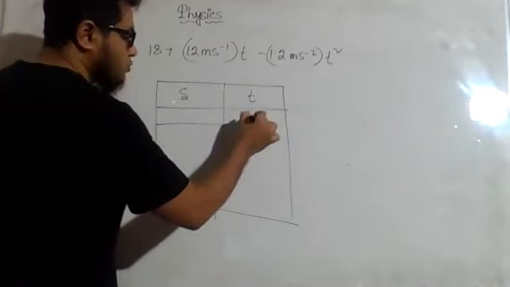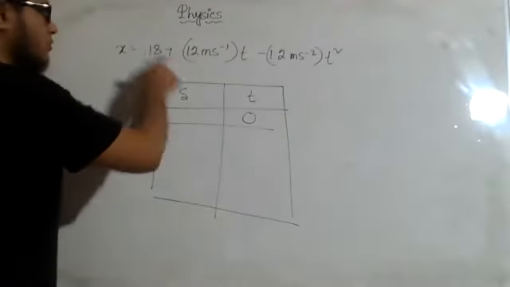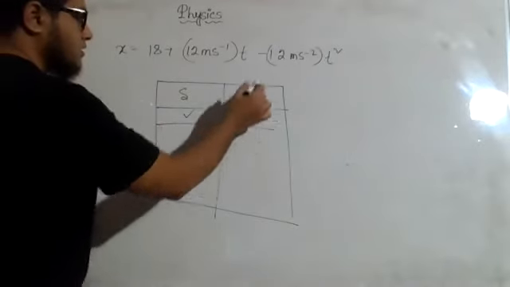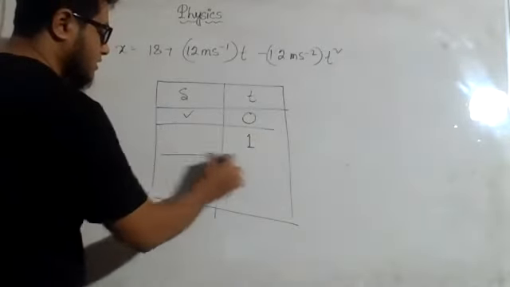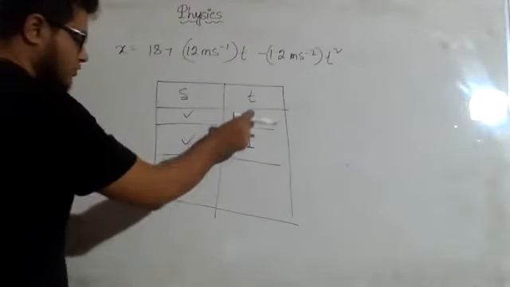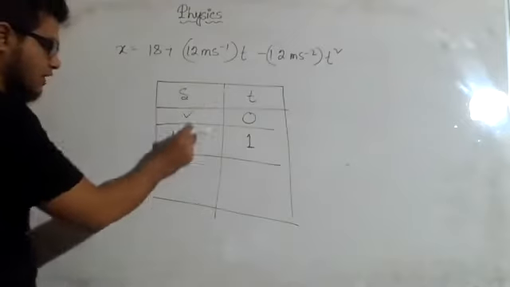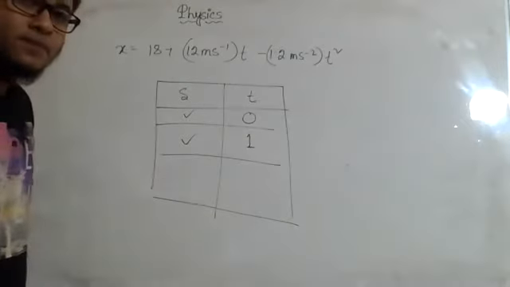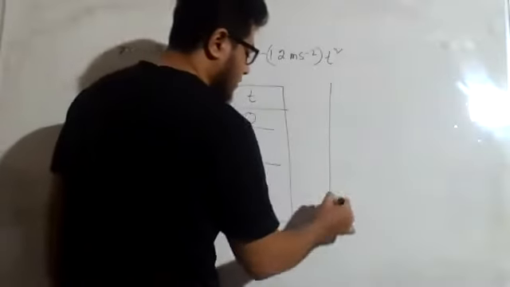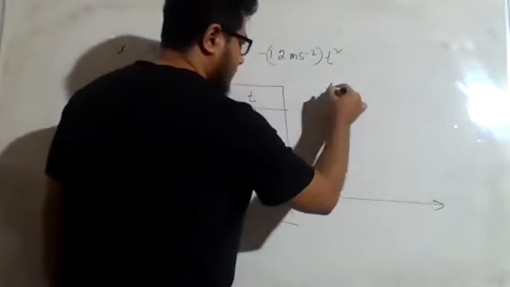The time we will choose, if I put 0, then what is the value of x that I'm going to get? It will be written here. If I put time t equal to 1 second, what is the value of displacement I'm going to get? It will be put here. So for several values of t, we will find different values of displacement, right? So from this table, actually we can draw the graph.